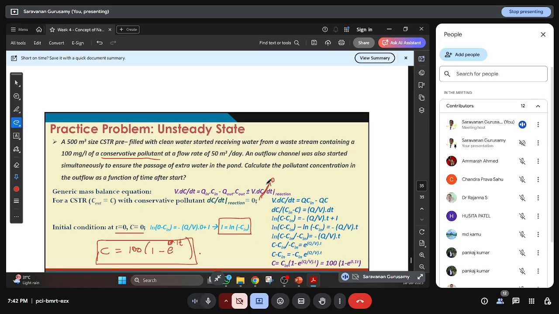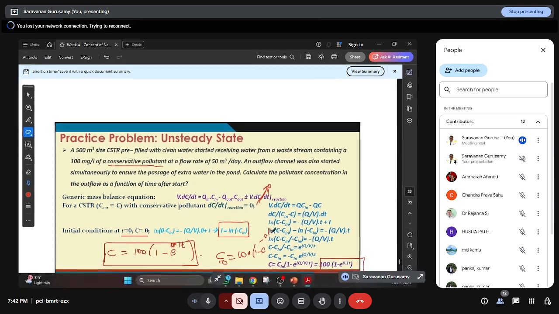Not steady state, sorry, conservative pollutant. So this becomes 0, because a conservative pollutant will not undergo any degradation. I have this equation, and I have to rearrange it to get this formula as a function of time. So C out will be equal to 100 times (1 minus e power minus 0.1 t). That's the answer.